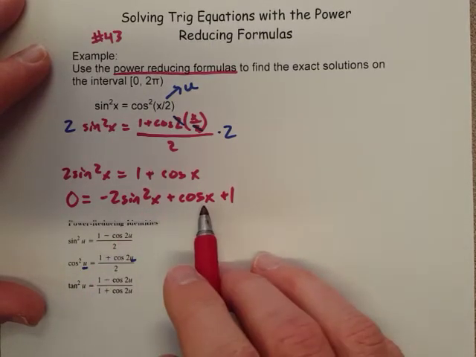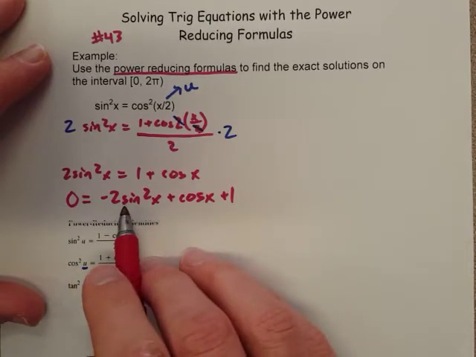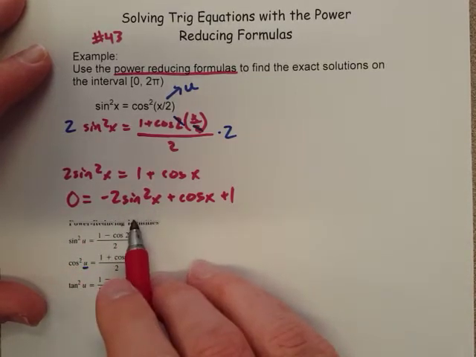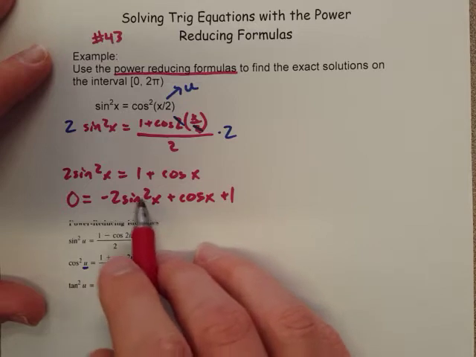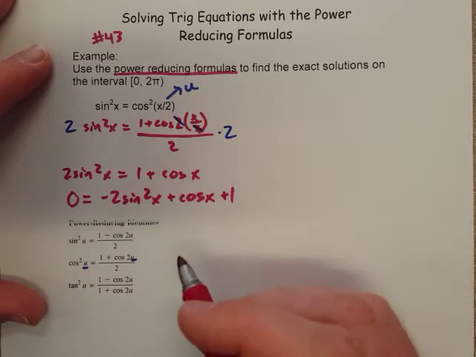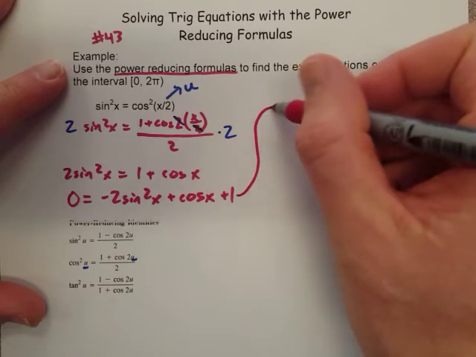The problem here is that they have to be consistent. We have to have either sines or cosines, but not a mix of both. So what we're going to try to do is change this to make it a little bit better. I'm going to go up here.